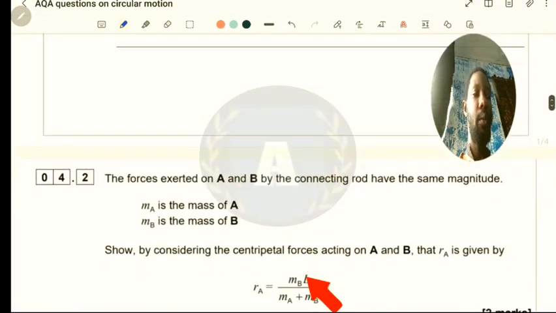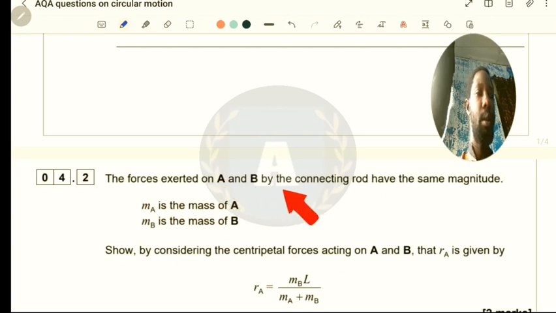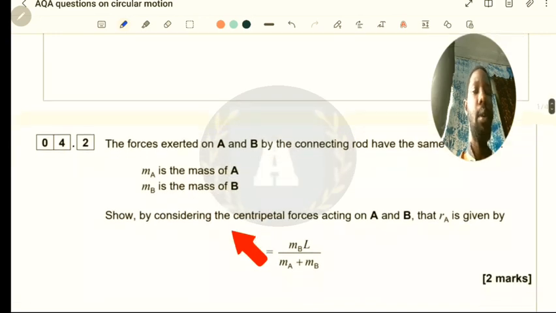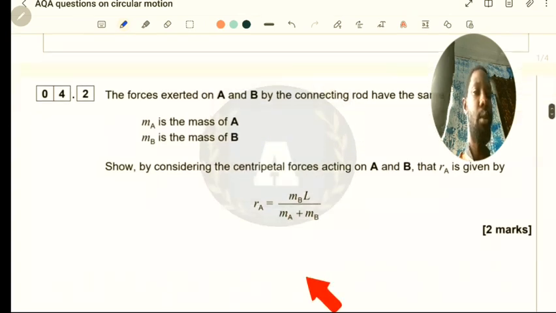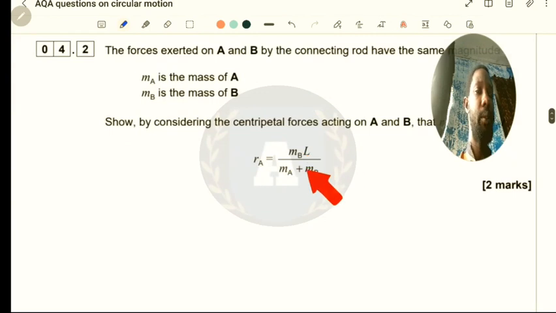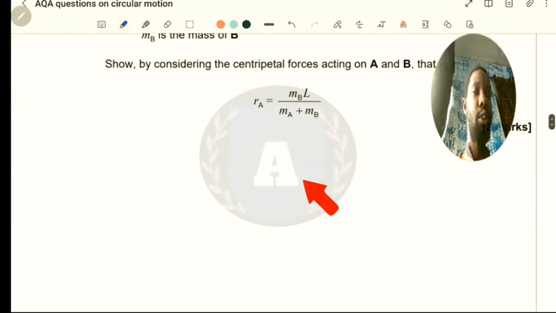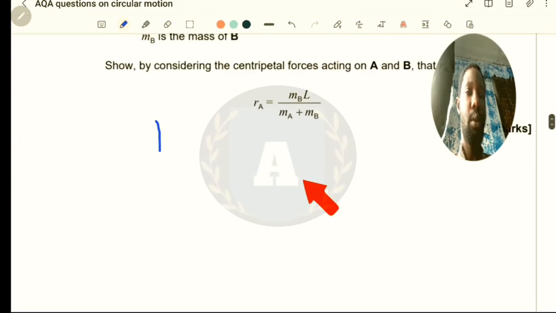Now the second part of the question says the force exerted on A and B by the connecting rod has the same magnitude. MA is the mass of A, MB is the mass of B. We are asked to show, by considering the centripetal forces acting on A and B, that RA is given by this. So how do we show that RA is equal to this? We should be able to show that.